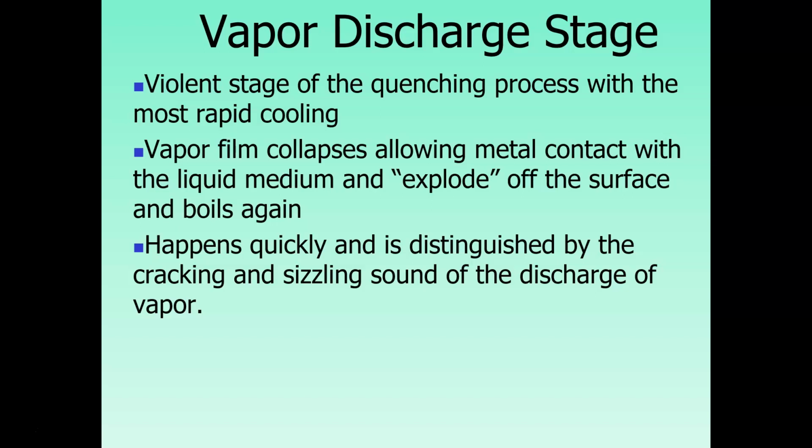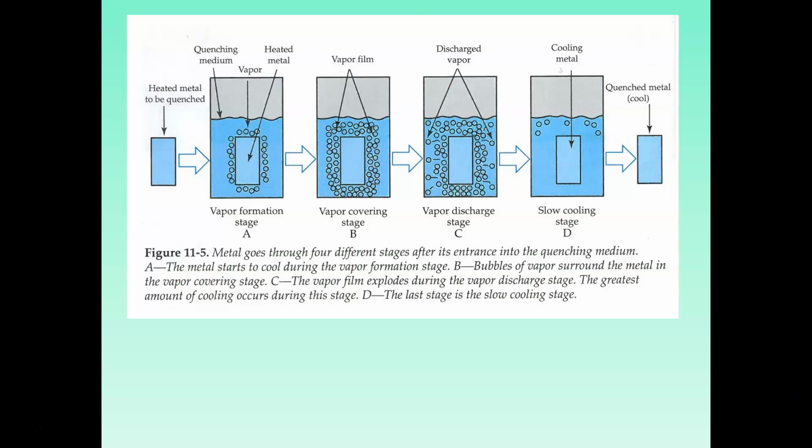This point has been called water-biting steel because of the crackling of the steel and the quenching medium. It happens quickly and is distinguished by the cracking and sizzling sound of the discharge of the vapor. And again, we'll look at those stages again. And there's your vapor discharge, stage C.